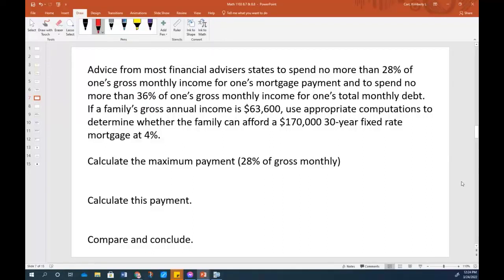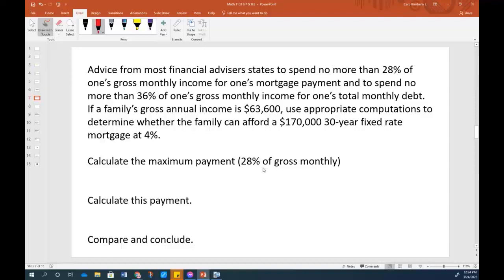If a family's gross annual income is $63,600, we're going to determine, can this family afford a $170,000 30-year fixed rate mortgage at 4%? Now, one of the things that is a little bit off on here is we're not looking at their total debt. We're only looking at their mortgage amount. So typically they're going to also ask you for all of your total debt and help with this calculation. But what we've got to do is, what is their minimum payment?